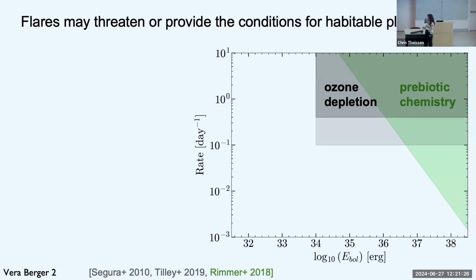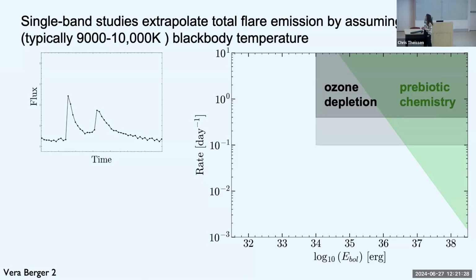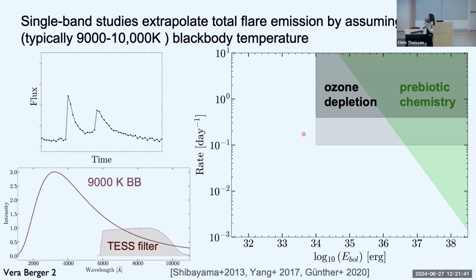I'll take you through placing a flare on this diagram. We start with a flare from TESS. We have information in a single red filter. How do we go to a bolometric energy? Well, we extrapolate for the majority of flare emission. We assume some SED, typically a 9 to 10,000 Kelvin blackbody. We scale the SED to match the observed flux in the bandpass and integrate in space and time, and that gives us 1 point on this plot.